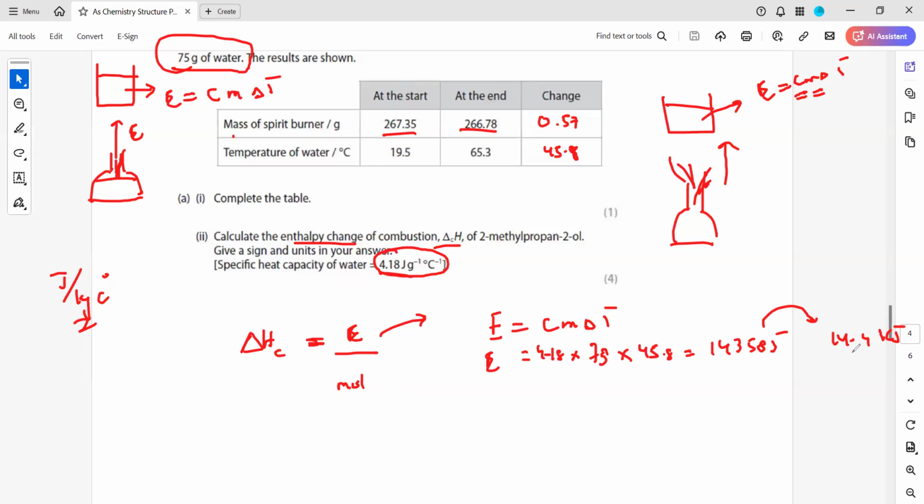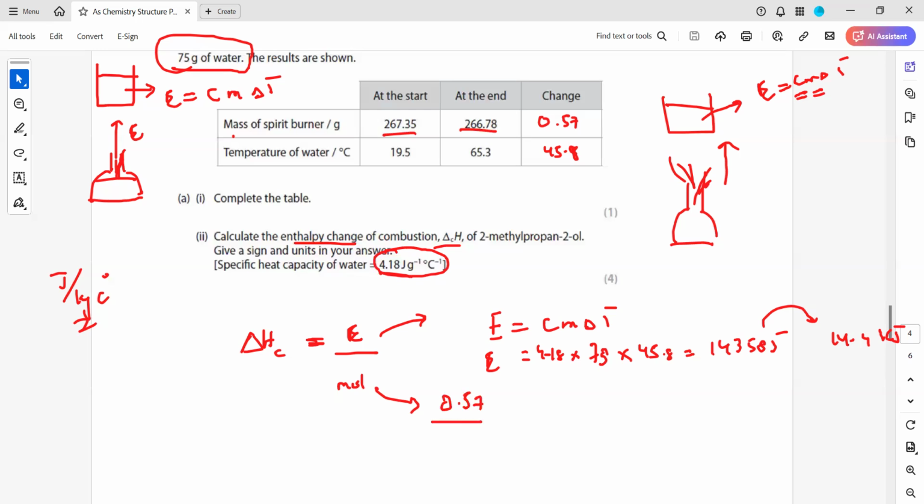So this will give us the energy. And because the temperature is increasing, it should be negative here, or energy will be released. How to work out the moles? The moles of the substance which you are burning: moles equal mass in gram divided by molar mass. The difference in the mass of the spirit burner will give us the mass in gram, which is 0.57, divided by the molar mass.